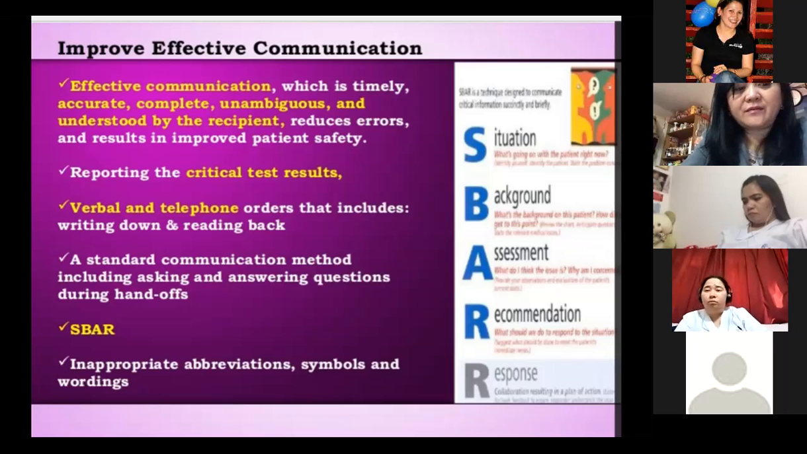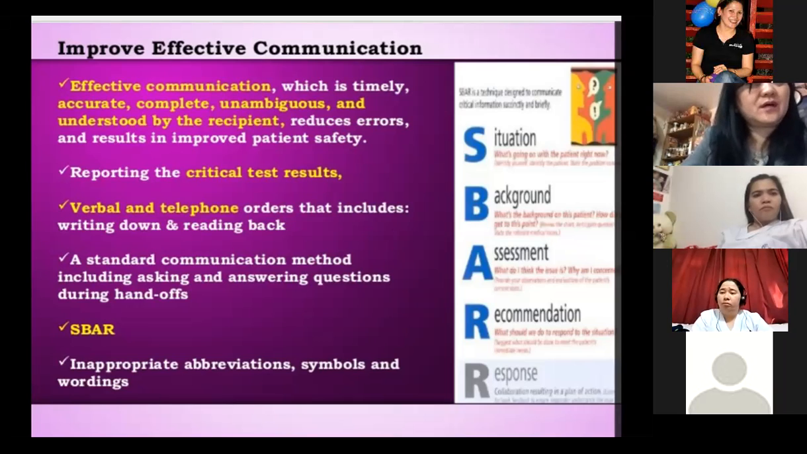Inappropriate abbreviations, symbols and wordings. Like for example, if we do the charting and you use the wrong abbreviation, it is also not accepted. It is an error because it is not written there correctly. Like for example, TID is three times a day, and there it was written BID, so it's twice a day. It must be readable, the abbreviation, and it must be right.